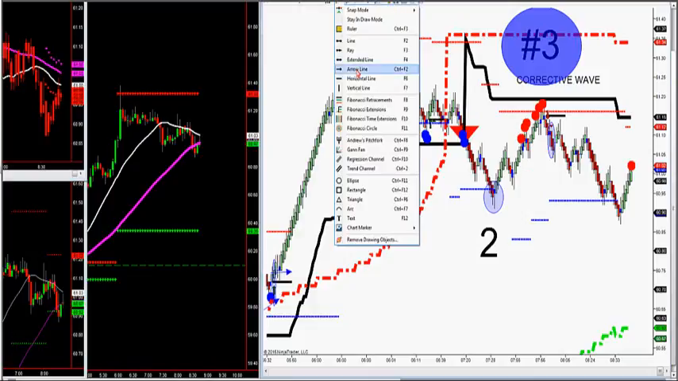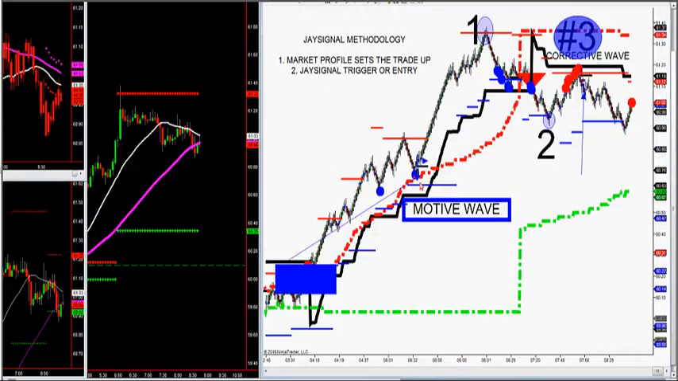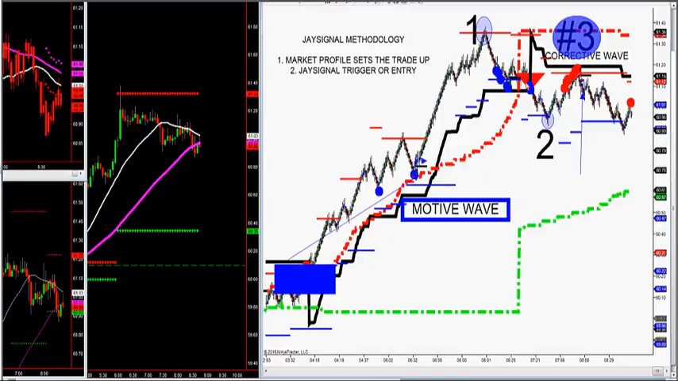This is an entry called a corrective wave. Remember, there's only two patterns, motive wave with 5-minute trend. These are the best waves. And then a corrective wave against 5-minute trend, but you must break back inside market profile, and it must be the first retracement.